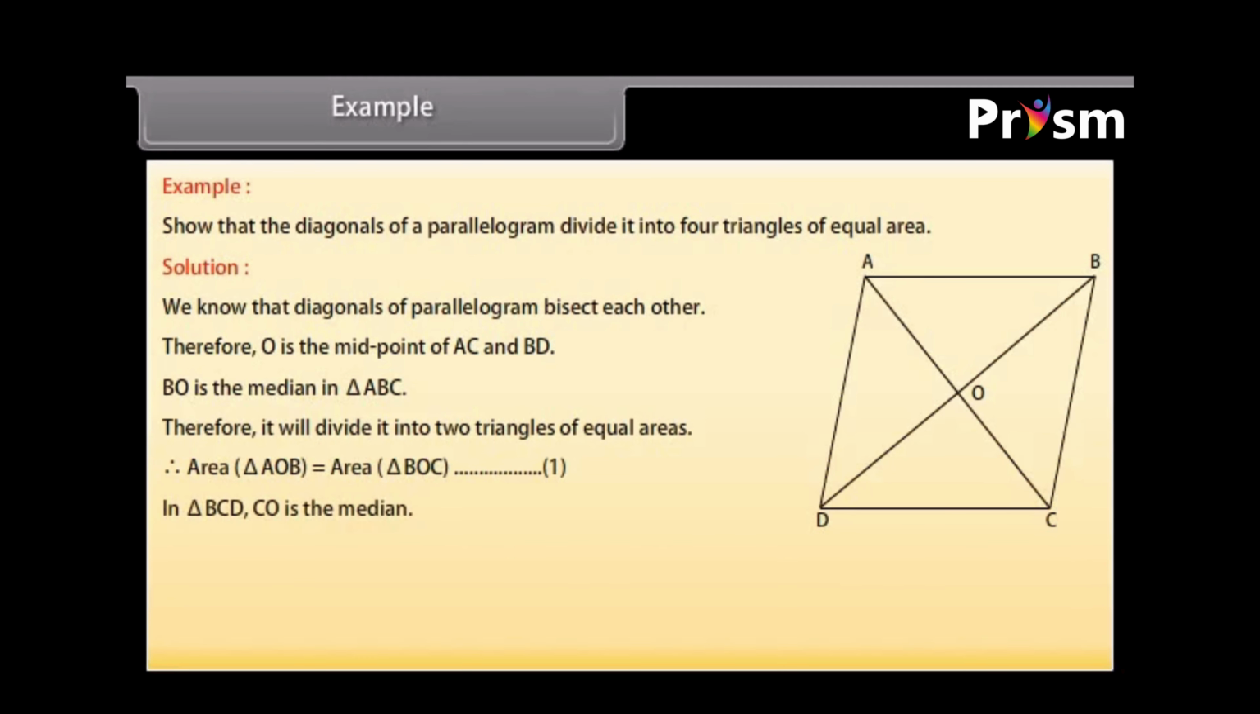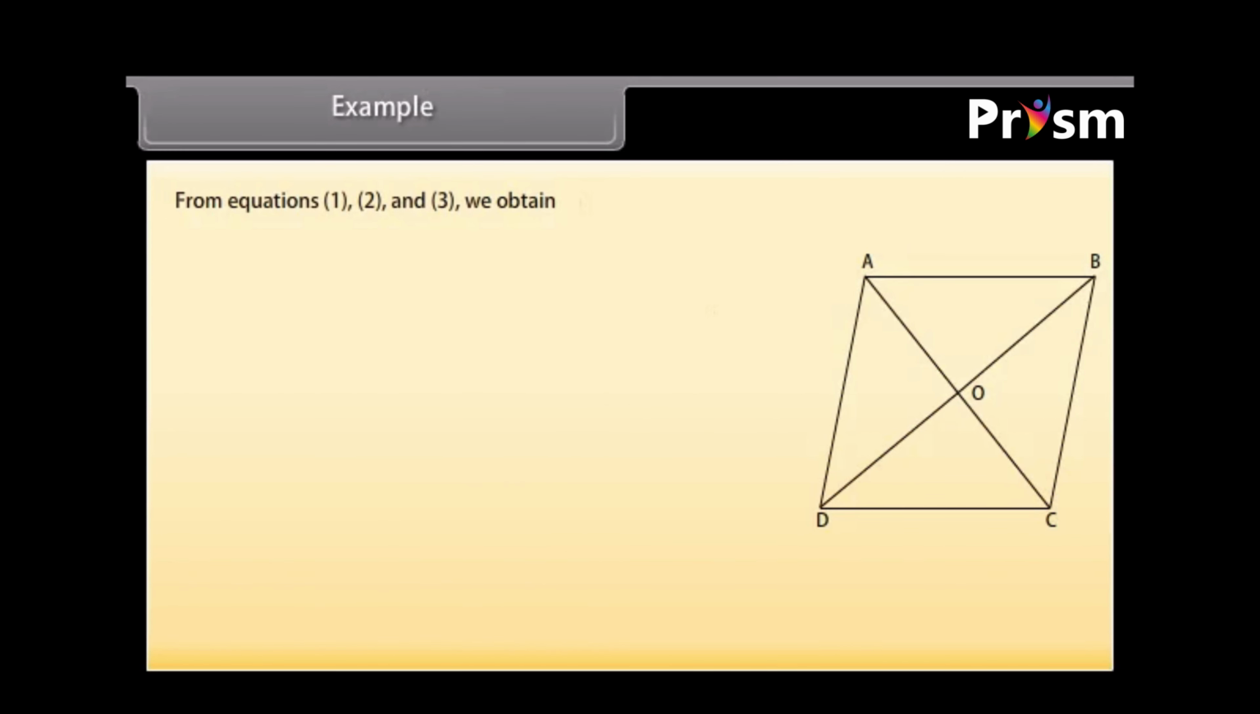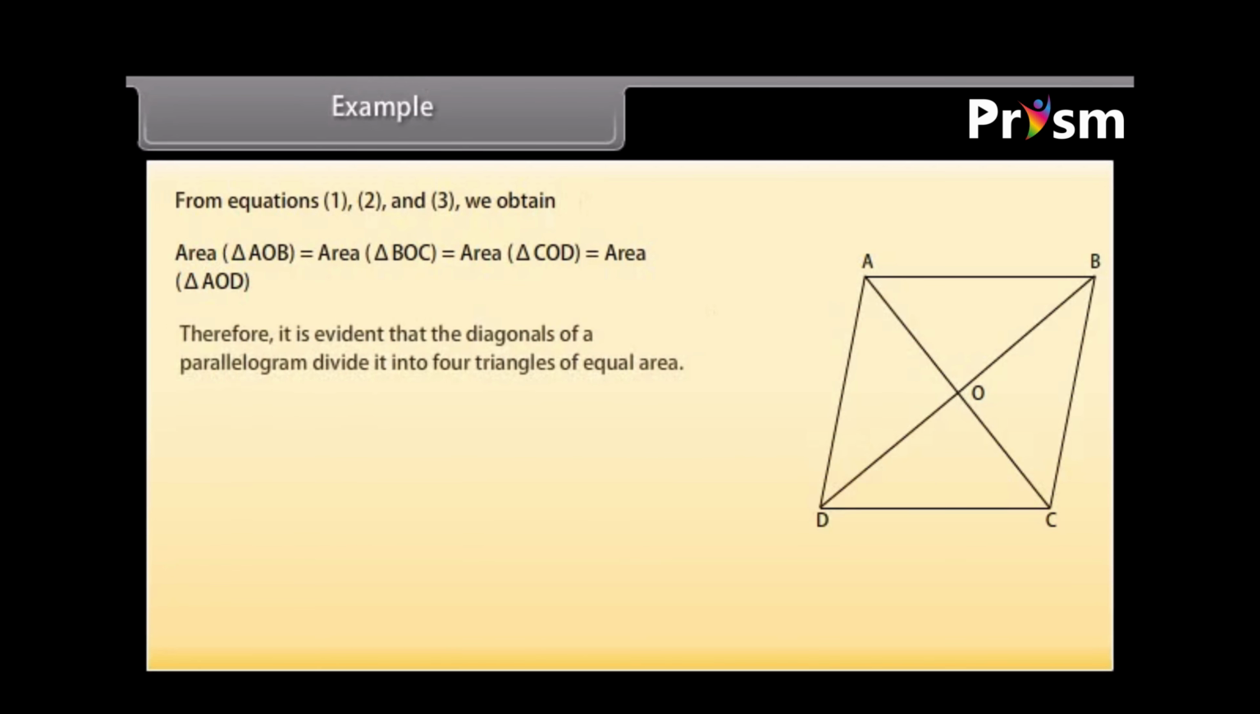Mark it as 1. In triangle BCD, CO is the median. Therefore, area of triangle BOC is equal to area of triangle COD. Mark it as 2. Similarly, area of triangle COD is equal to area of triangle AOD. Mark it as 3. From equations 1, 2, and 3, we obtain area of triangle AOB is equal to area of triangle BOC, which equals area of triangle COD, which is equal to area of triangle AOD. Therefore, it is evident that the diagonals of a parallelogram divide it into 4 triangles of equal area.